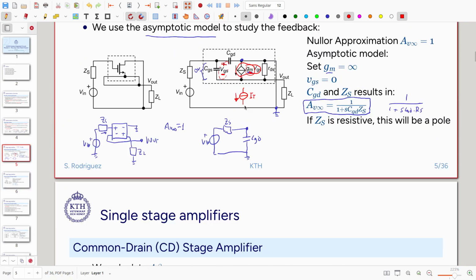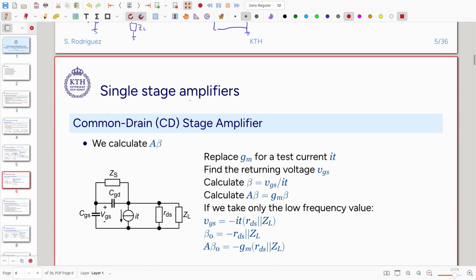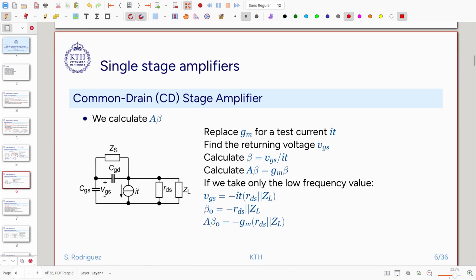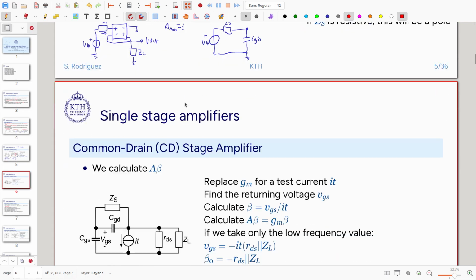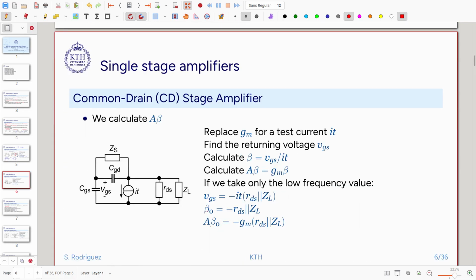And we remove the input voltage source. So we set this one to 0. So we redraw the circuit. We redraw the circuit, and this is the resulting circuit that we have when we replace the voltage controlled current source and set the input to 0.